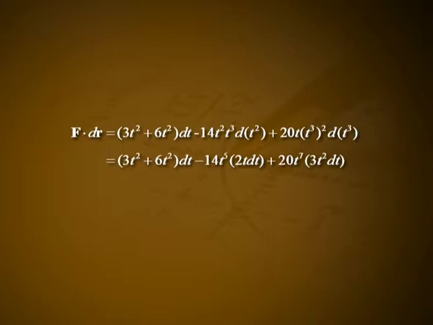One. C is in the parametric form x = t, y = t², z = t³. At the point (0,0,0), t = 0, and at (1,1,1), t = 1. Substituting x = t, y = t², z = t³ in equation 2, we get the following. F · dr = (3t² + 6t²)dt − 14t²·t³ d(t²) + 20t(t³)² d(t³), which is equal to (3t² + 6t²)dt − 14t⁵·2t dt + 20t⁷·3t² dt, which is equal to (9t² − 28t⁶ + 60t⁹)dt.